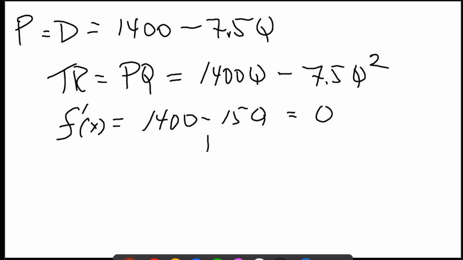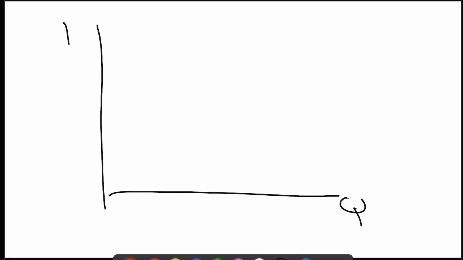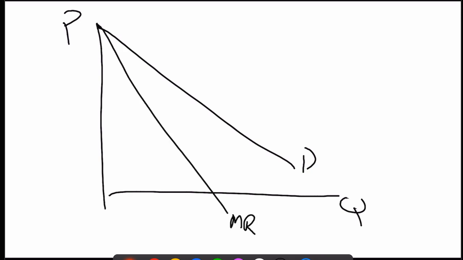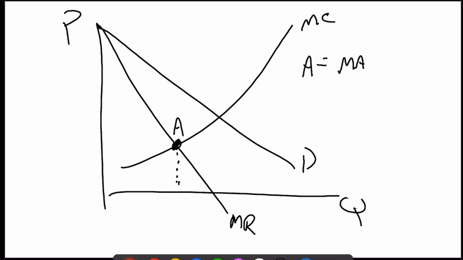This is, remember, marginal revenue, right? So I'm setting marginal revenue equal to 0. That's the point where we maximize our revenue. Q, P, there's the demand curve. Marginal revenue curve goes like that. There's a marginal cost curve. That point, A, is max profits. That point, call it B. B is max revenue.